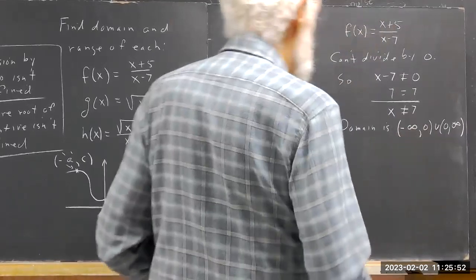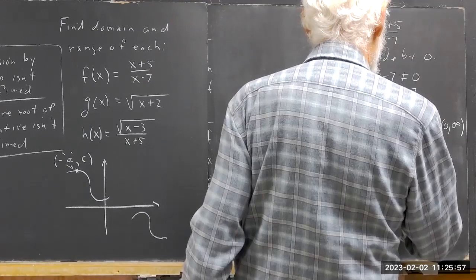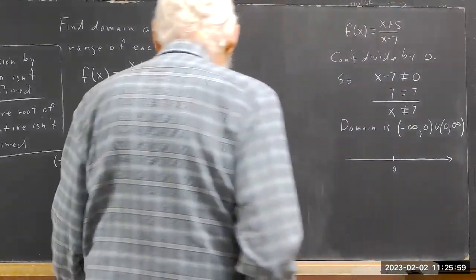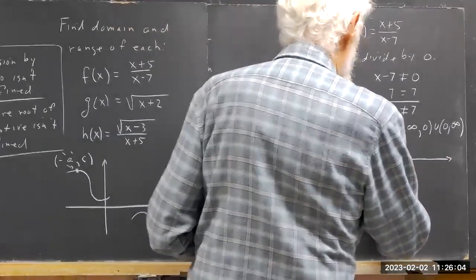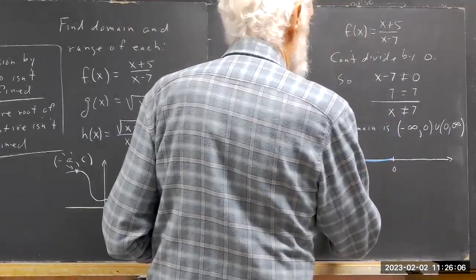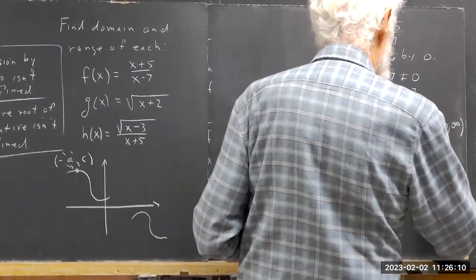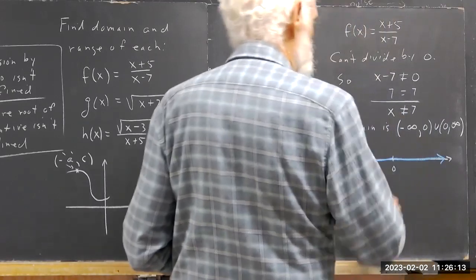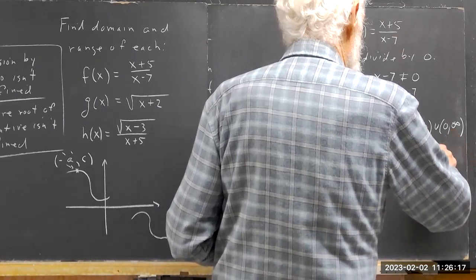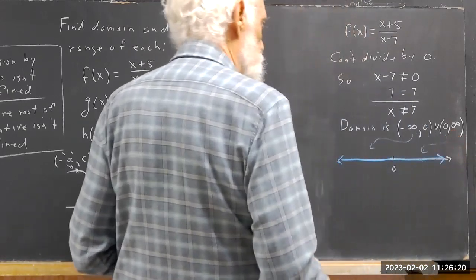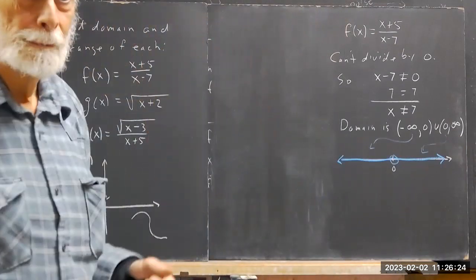And we can sketch those. Here's 0. The domain consists of all the numbers to the left of 0 and all the numbers to the right of 0. The interval negative infinity, 0 is here. The interval 0, infinity is here, but 0 isn't included, so we put an open circle around it.